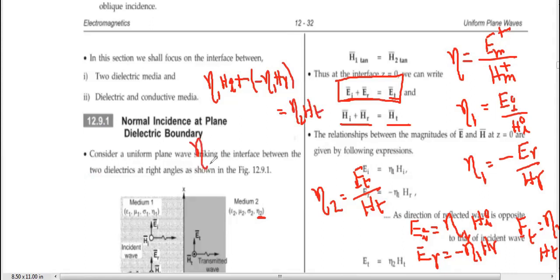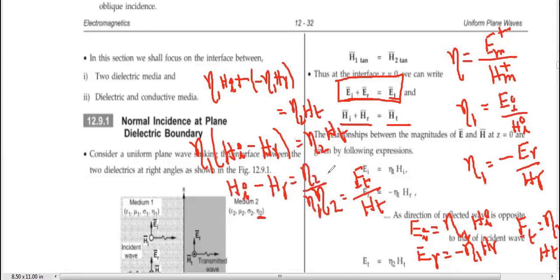Okay, check, the eta 1 is a common term. Eta 1 into HI minus HR is equal to eta 2 into HT. Okay, HI minus HR is equal to eta 2 by eta 1 into HT.